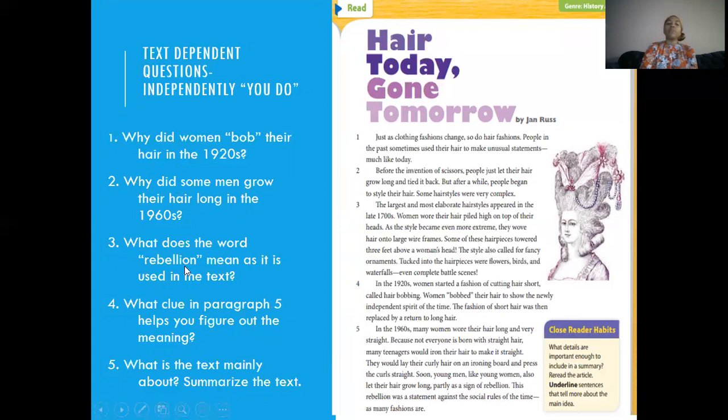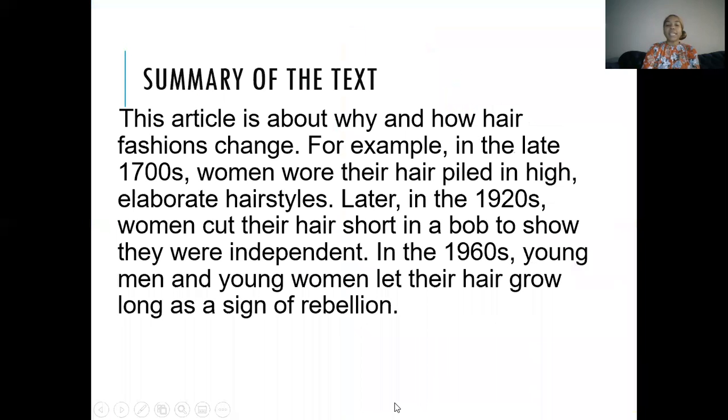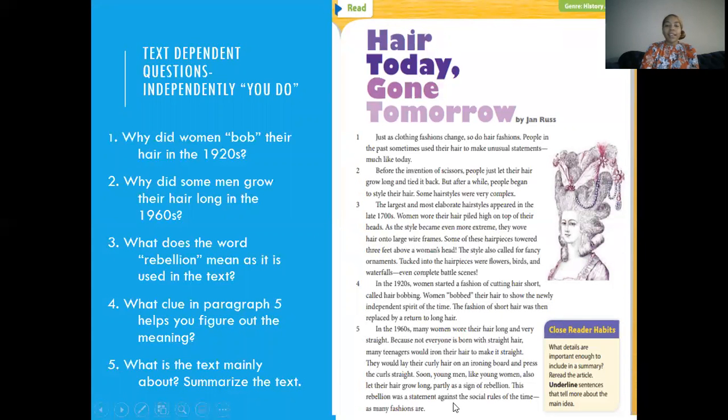Question 3, what does the word rebellion mean as it's used in the text? Well, when you rebel, you go against something. So the meaning of rebellion is to go against something. What clue in paragraph 5 helps you figure out the meaning? When you go to paragraph 5, this sentence states, this rebellion was a statement against the social rules of the time. I apologize. Of the social rules of the time.